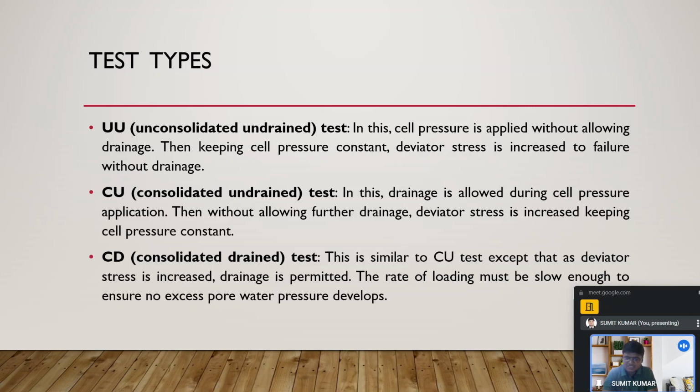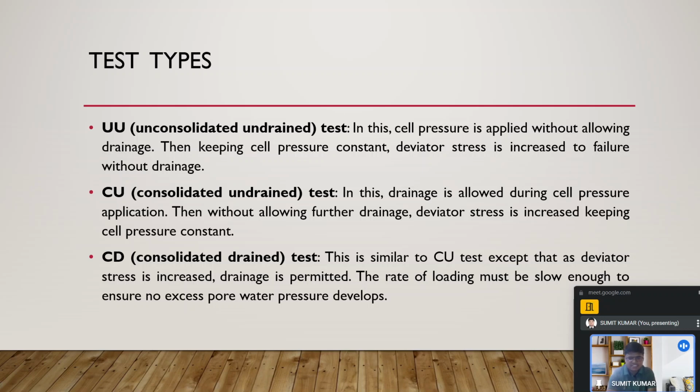While in the CU test, what I told you during the last slide will be written here, but I will read it for better understanding. In this CU test, drainage is allowed during the cell pressure application. Then, without allowing further drainage, the deviatoric stress is increased, keeping the cell pressure constant. This means that during the second stage, water is not allowed to flow out. That is the meaning.